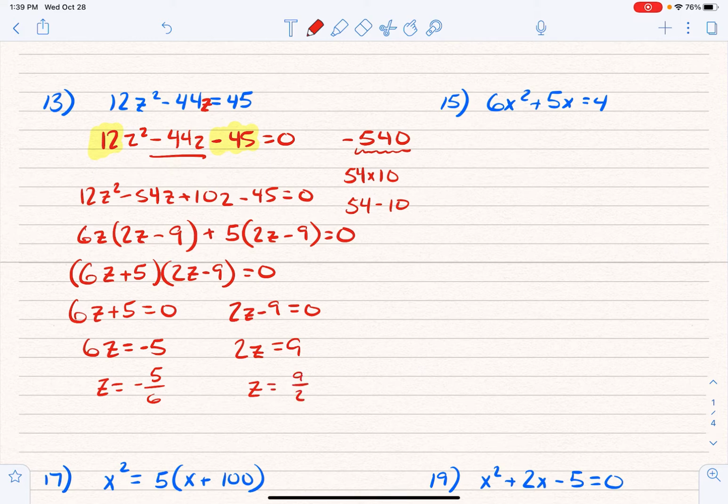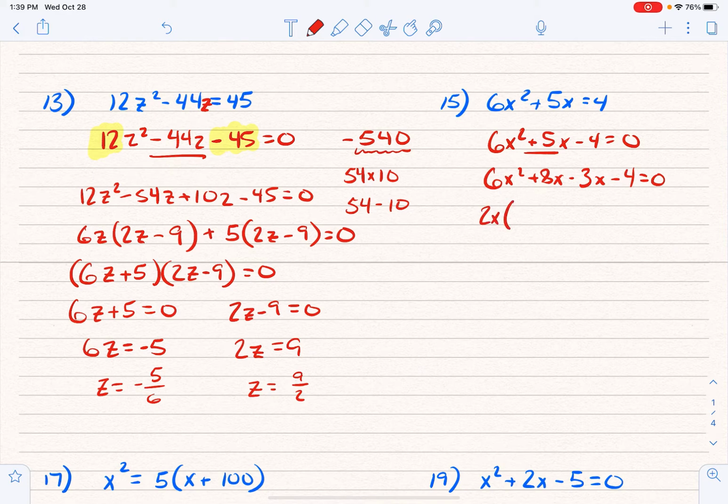All right. Number 15, okay, second to last one of this set. So for these we say 6x squared plus 5x minus 4 equals 0. 6 times negative 4 is negative 24. Factors of negative 24 that sum to positive 5. Well, that would be positive 8 and negative 3. Okay, maybe you switch the order. That doesn't matter. You'll still get the same thing.